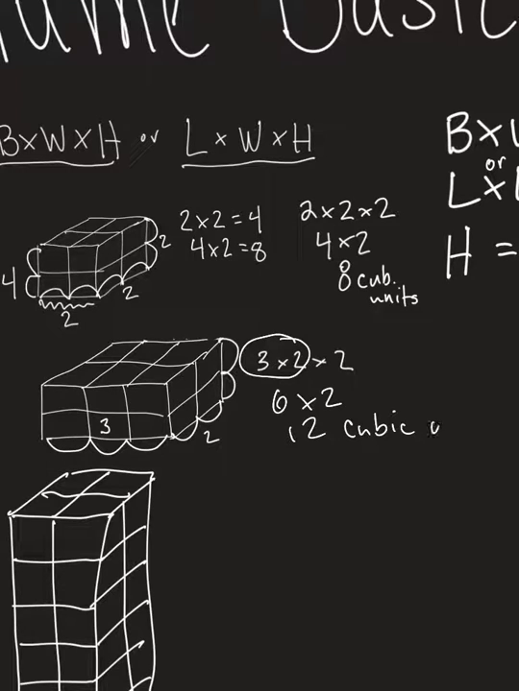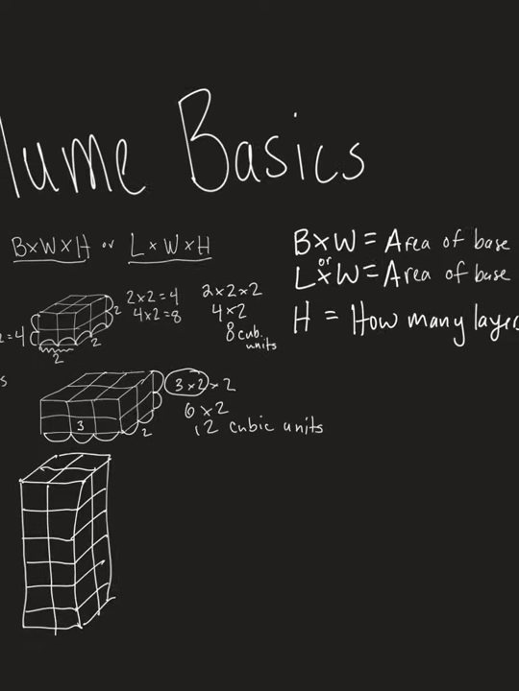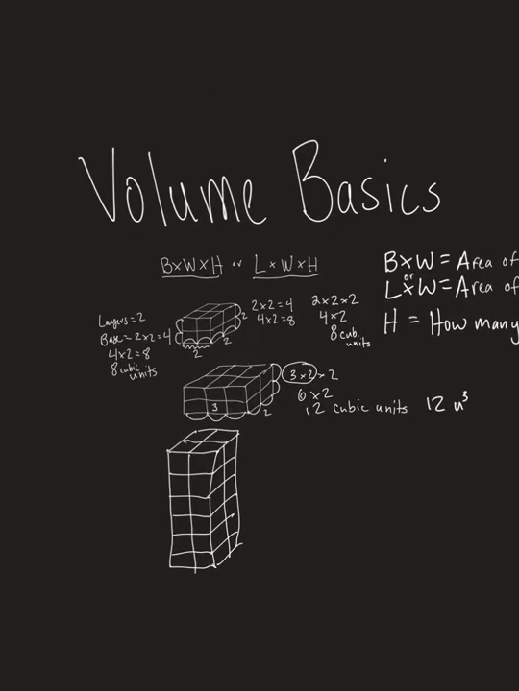cubic units. You can also abbreviate it by putting 12 units cubed. Okay, and 3 means cubed.